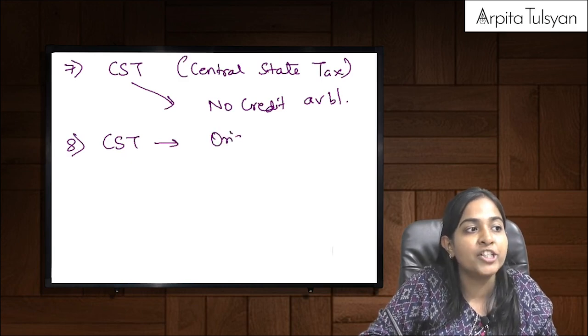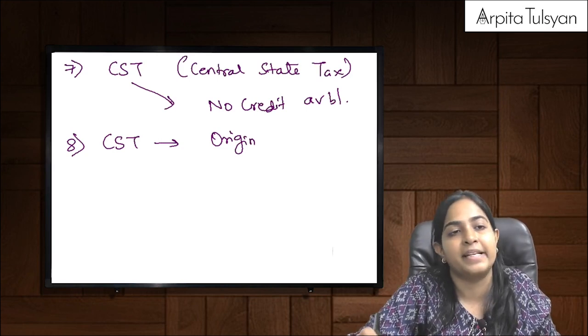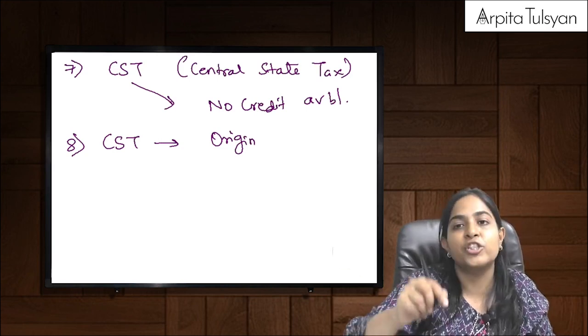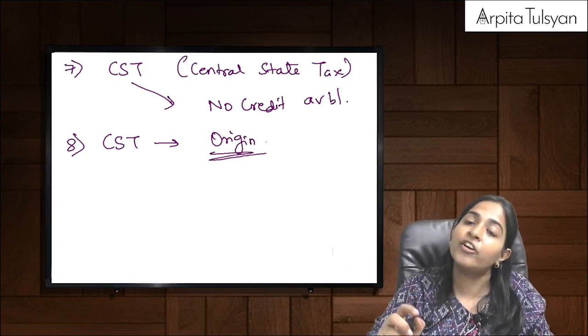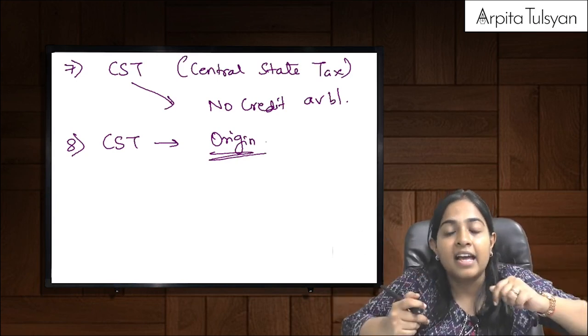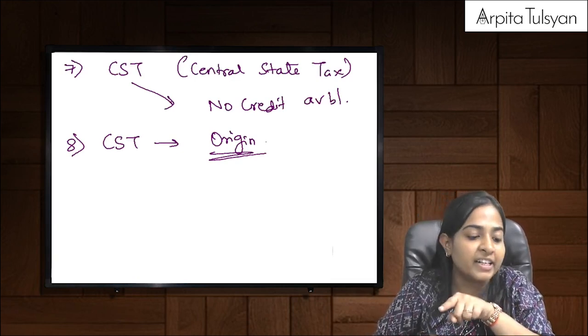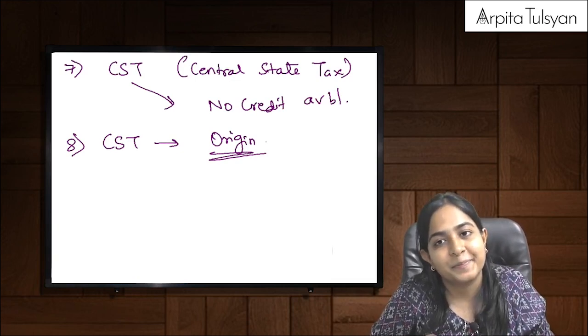And this was a total ulta tax. It was an origin based tax. What did we study now for GST? It is a destination based tax and not an origin based tax. So, the GST benefit was going to which state? The state from which the sale started. Now, GST goes to which state? GST goes to the state where the goods are finally consumed. Very clear till here?